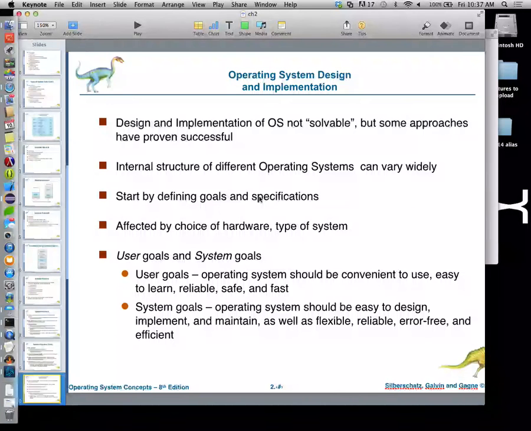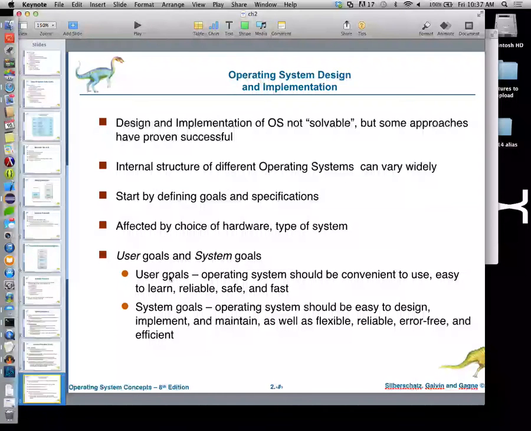User goals and system goals. User goals: the operating system should be convenient to use, easy to learn, reliable, safe, and fast. So that's from our specific perspective. System goals: the operating system should be easy to design, implement, and maintain, as well as flexible, reliable, error-free, and efficient. I'm not necessarily sure I agree with the easy to design. Maybe if we had our druthers, we'd be okay with that, but not at the cost of the user.